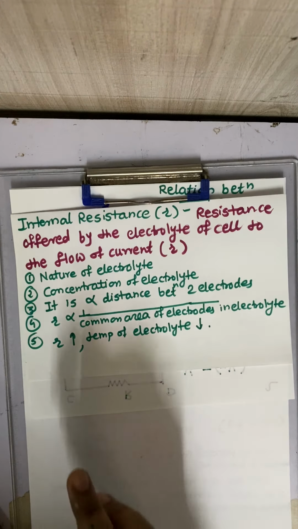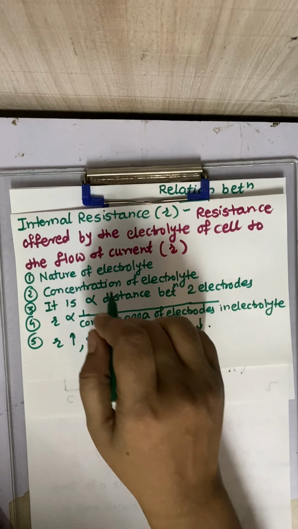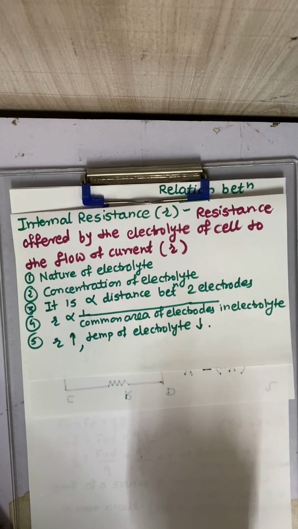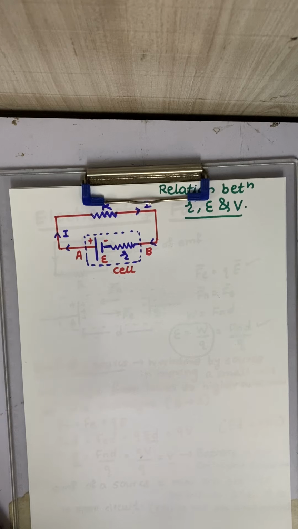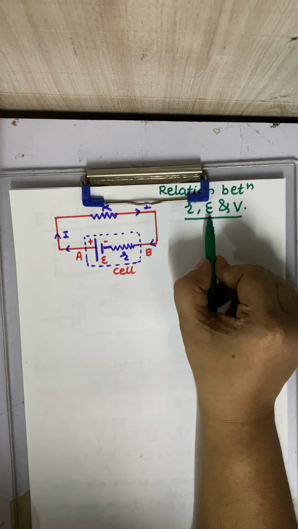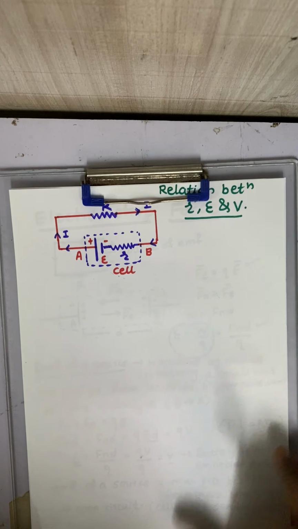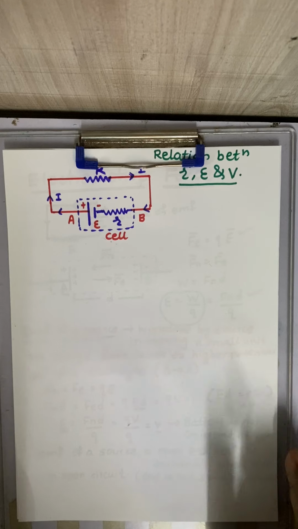Now we are going to study the relation between the internal resistance, EMF of the cell, and the terminal potential difference, called V. For that we are going to study this particular diagram, and the heading is relation between internal resistance, EMF, and the terminal potential difference. So let us understand in detail.